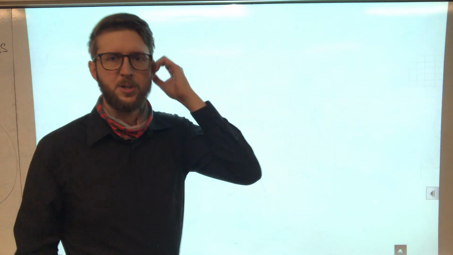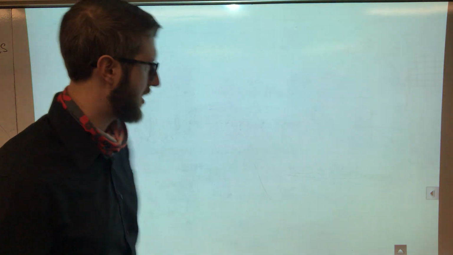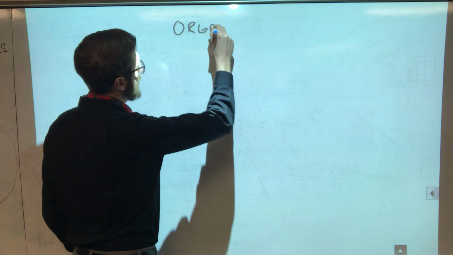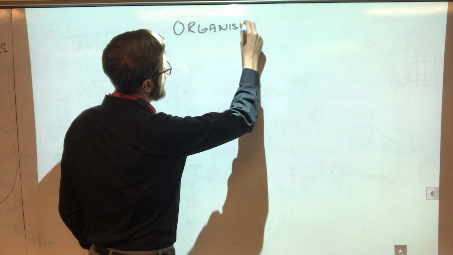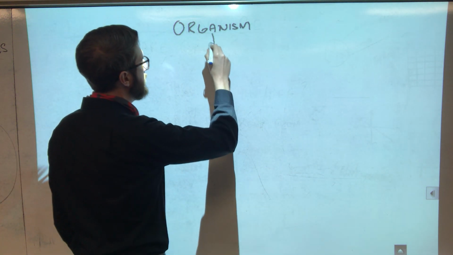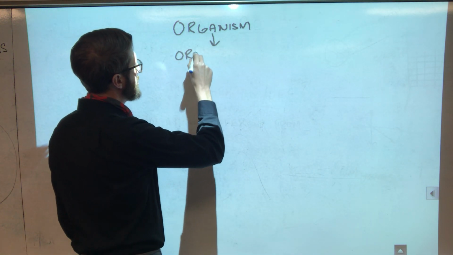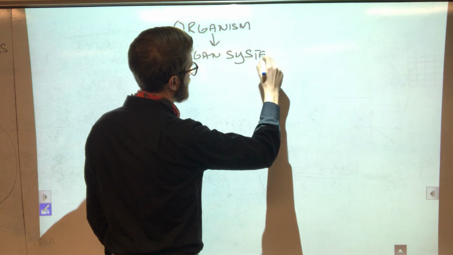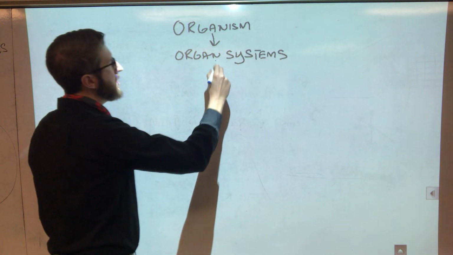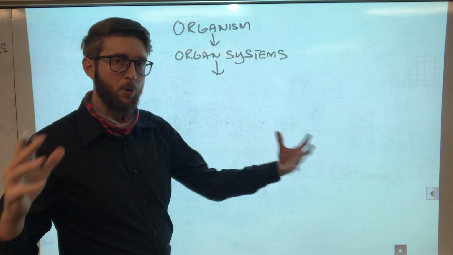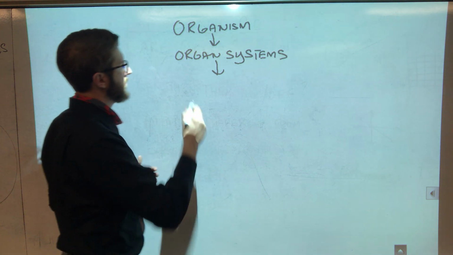So let's start off with the first one. What are the levels of organization? If we start with the organism, organisms are made up of many different organ systems working together. These organ systems are made up of different organs working together.